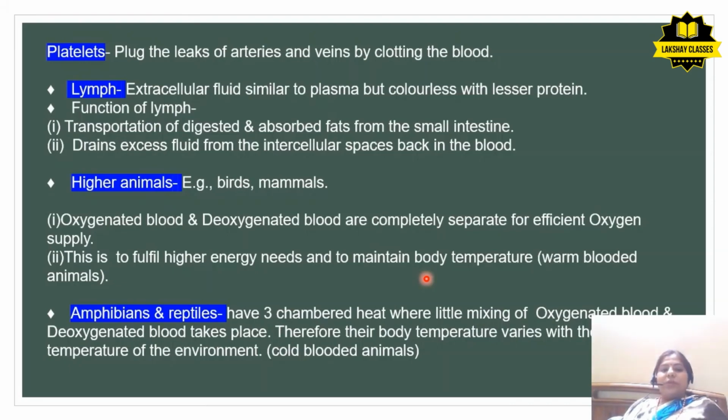Fine. Next, animals such as reptiles and amphibians, which we can also call cold-blooded animals, have a three-chambered heart. So there is little mixing of oxygenated and deoxygenated blood in their body. Therefore, their body temperature varies, and hence they are called cold-blooded organisms.